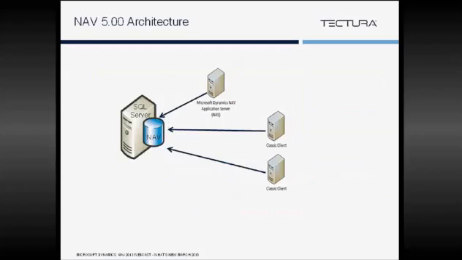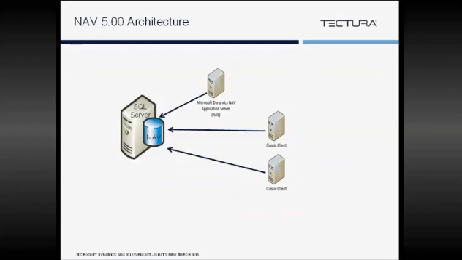So moving on to the architecture change. This is the NAV 5 architecture. We have a SQL server where the NAV database resides. We have a Navision application server connecting to that, and we have the classic clients connecting to that database. So that's the NAV 5 architecture.